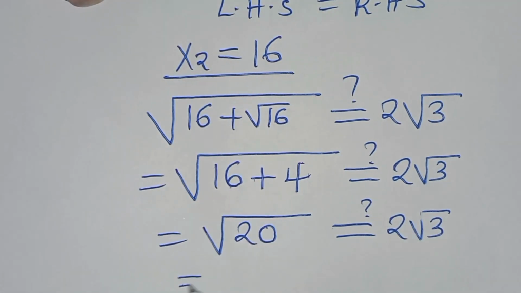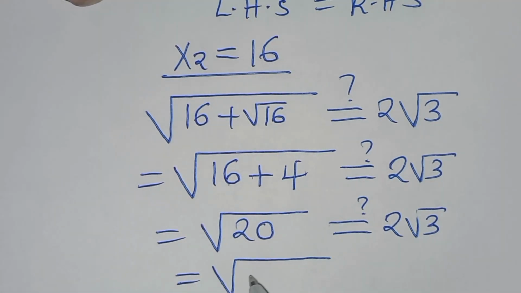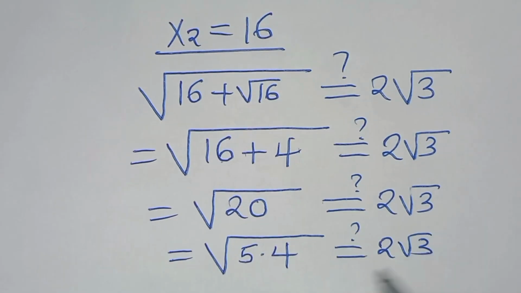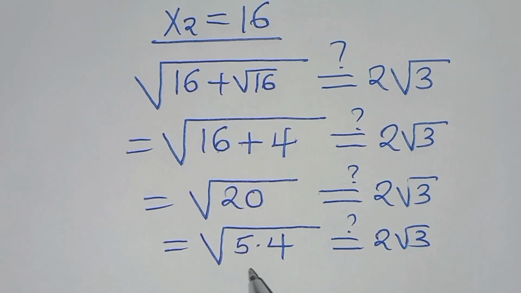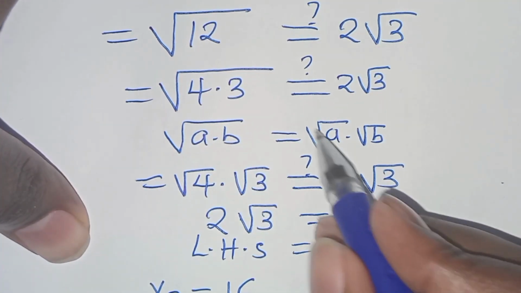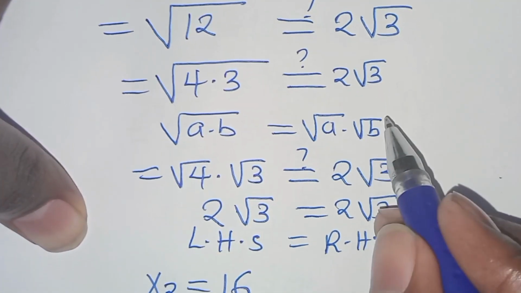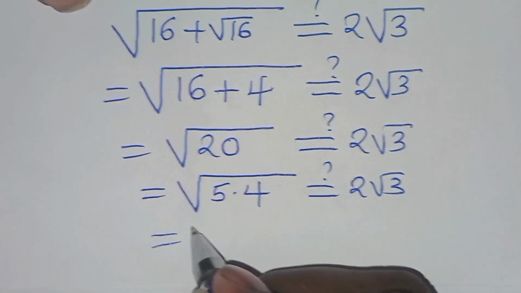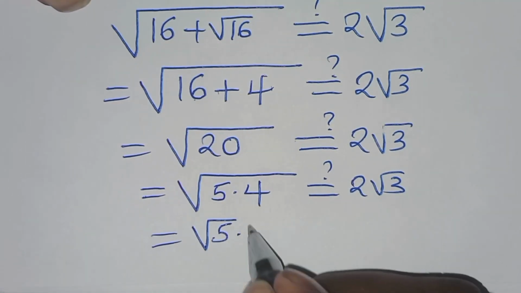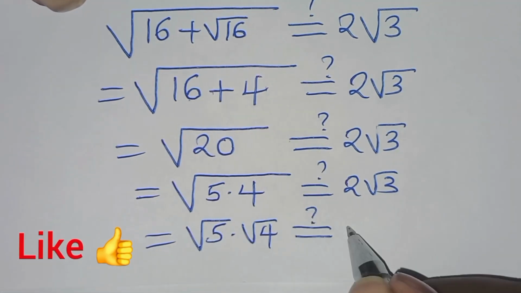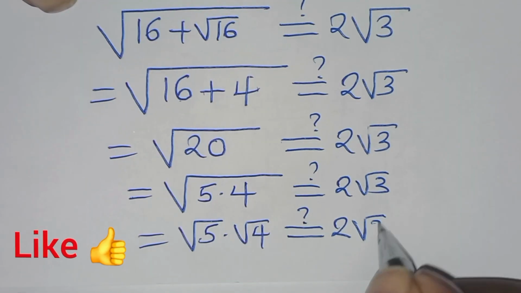We can express square root of 20 as 5 times 4. So let's check if this is true. Now, applying this property here, that is square root of a times b is equal to square root of a times square root of b. This implies that here we have square root of 5 times square root of 4. Let's check if this is equal to 2 square root of 3.